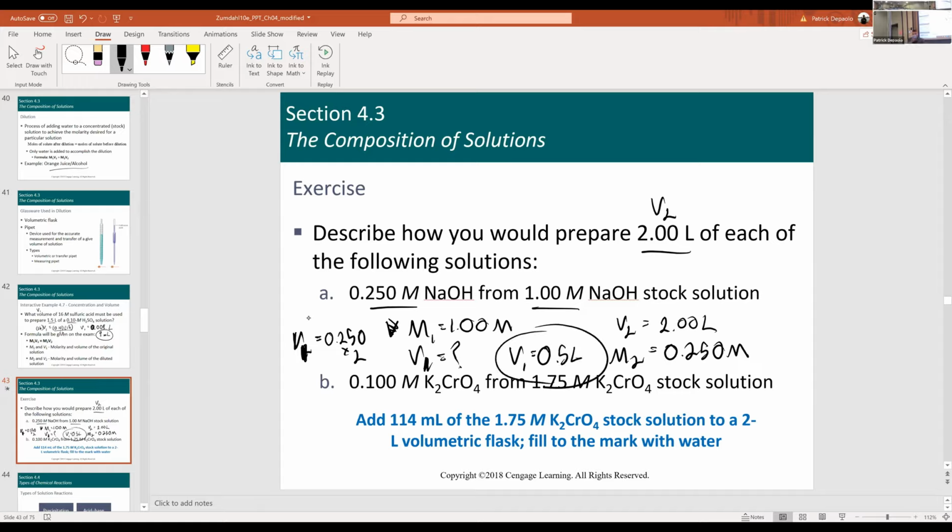What that means is in order to create the solution, you're going to get 0.5 liters of your 1 molar NaOH, and you're going to make the final volume 2 liters by adding the remainder, which is 1.5 liters of water, to your original 1 molar solution, which will get you a 0.25 molar solution. So if they ask you to say that in words, that's what you would do. You're going to add that much to the stock, and then you're going to fill it with water to make it 2 liters. Any questions on that?